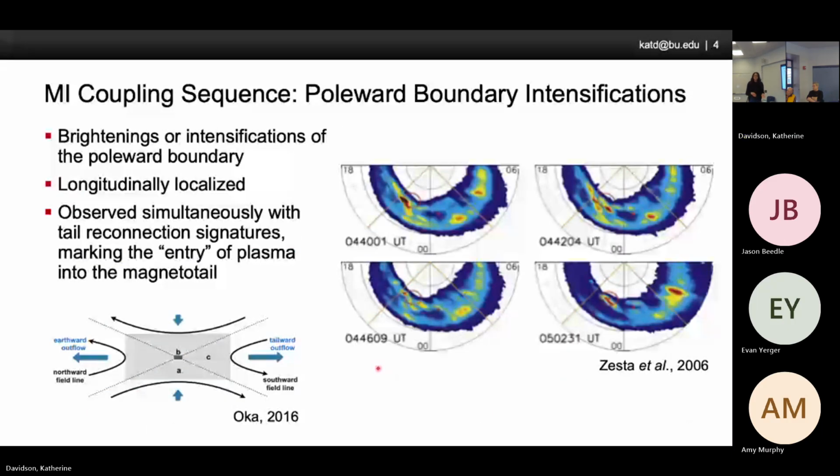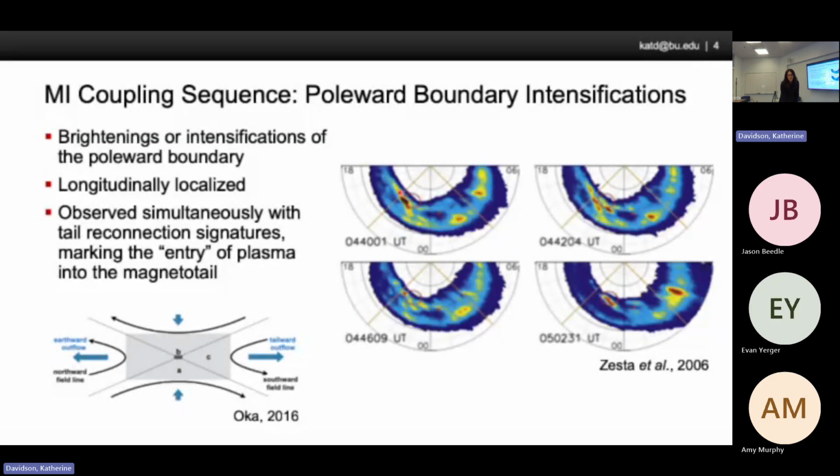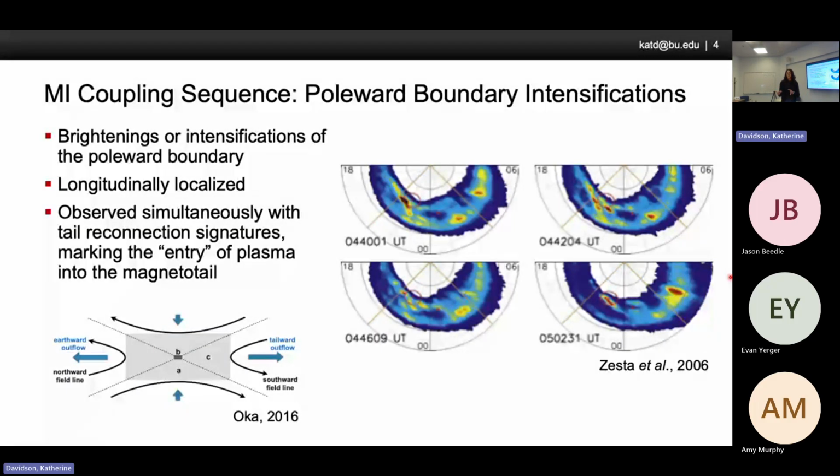One of those dynamics that we're looking at is a poleward boundary intensification. These are brightenings or intensifications of the poleward boundary. It's kind of intuitive there. This figure on the right shows IMAGE satellite data of the auroral oval. And you can see these brightenings along the poleward boundary here. There's one there, one there, one there. And those are PBIs, brightenings of the poleward boundary. These PBIs are longitudinally localized, so again, happening on that mesoscale phenomena that we're talking about.